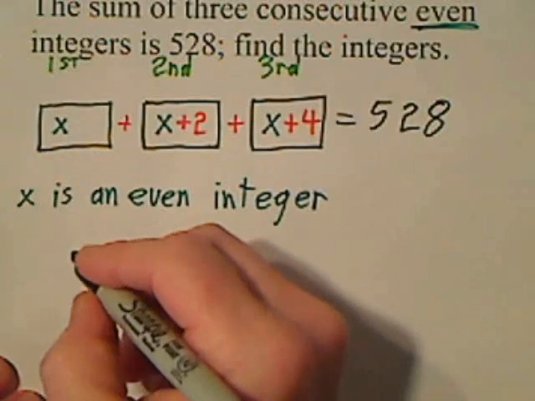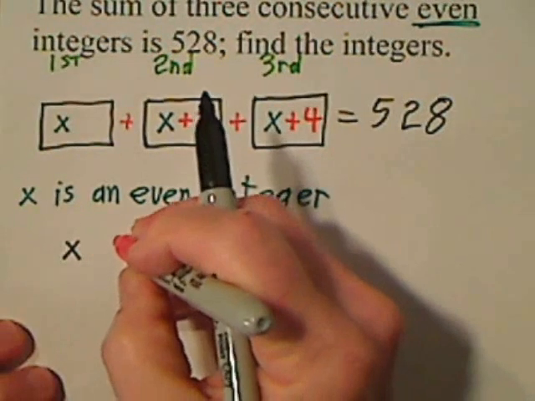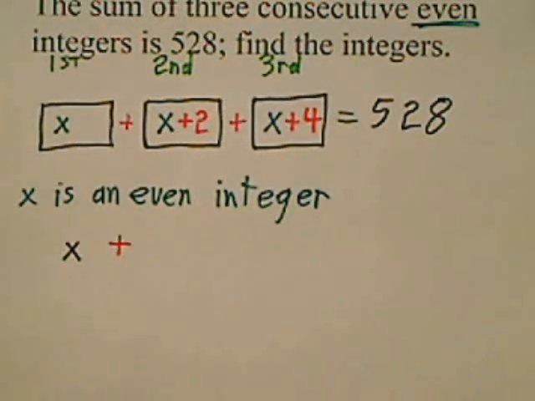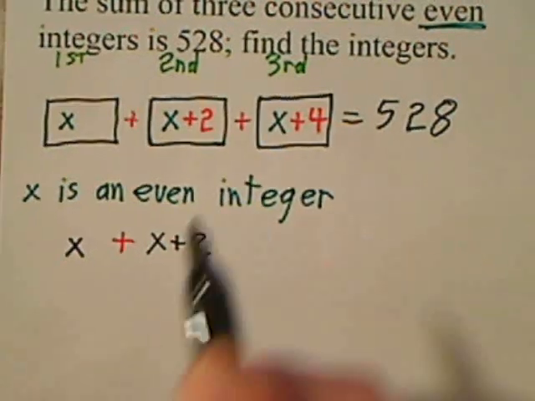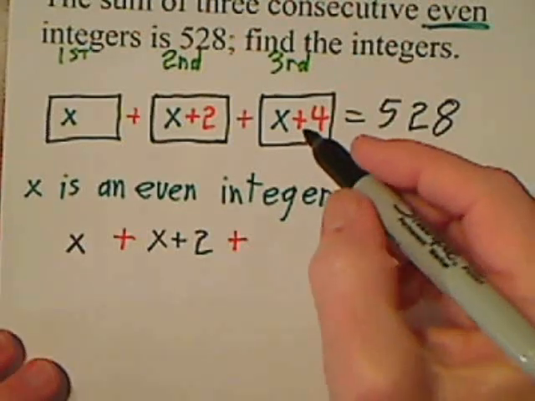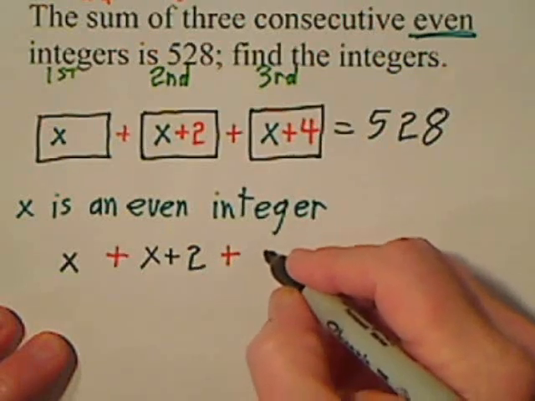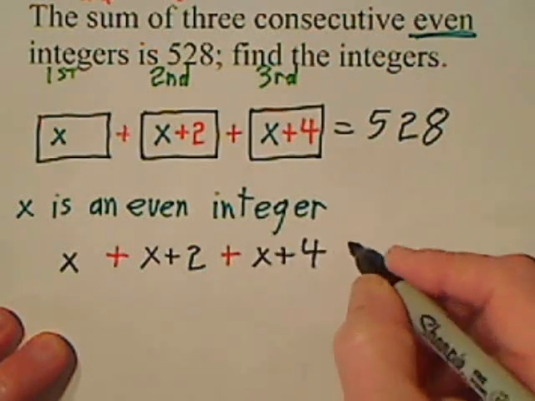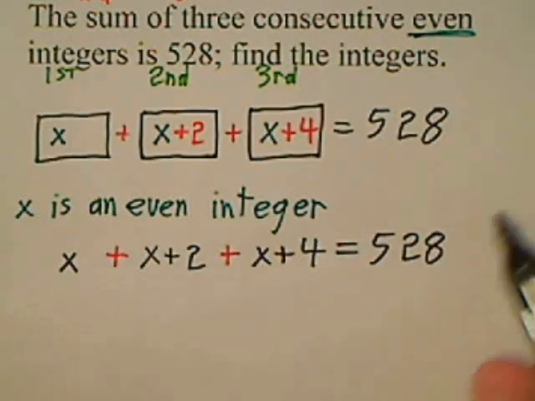So if I take my first integer, add it to my second integer, and then add that to the third integer, I will get 528. Now I'm just going to combine like terms and solve for x.